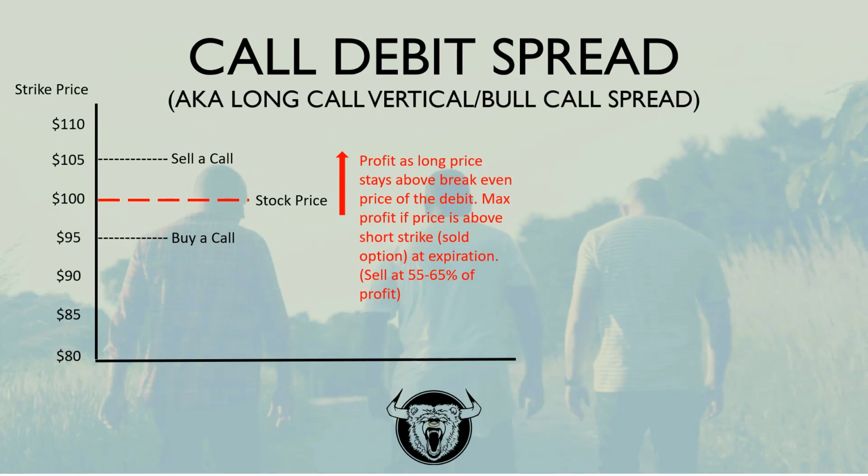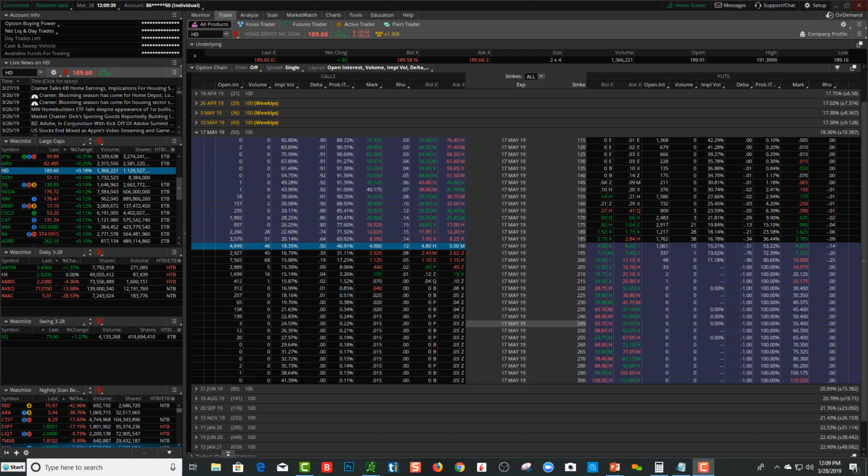So with a call debit spread, otherwise known as a long call vertical or bull call spread, you profit again as long as price stays above the break-even price of the debit, and you do receive max profit if price is above the short strike, or the sold option, at expiration. And again, I'll say it over and over again, you want to sell at 55 to 65% and don't hold until expiration.